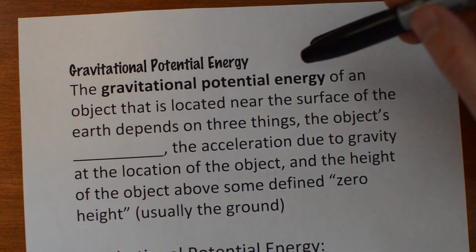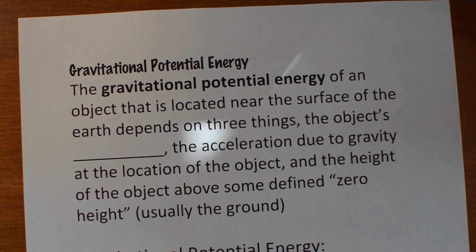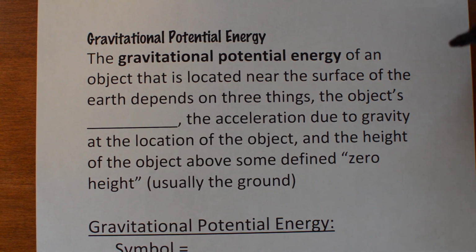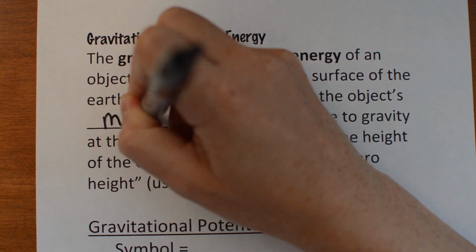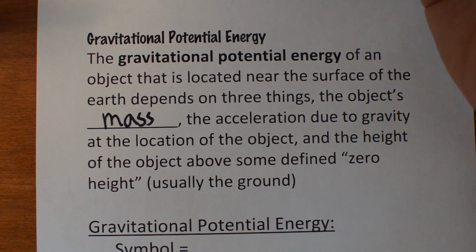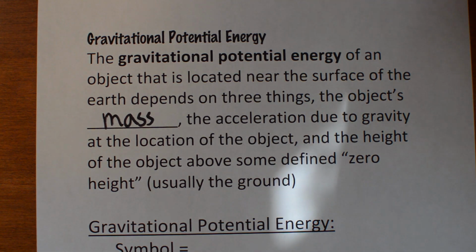You can talk about gravitational potential energy out in space, but we're going to focus just on objects near the surface of the Earth because that's where we spend most of our time. So the gravitational potential energy of an object near the Earth's surface depends on the object's mass. If you lift a large boulder above the ground, or you lift a small pebble above the ground, which would you be more nervous about dropping? The large boulder would make a bigger impact if it dropped. You'd be more worried about that one. And that's because it has more gravitational potential energy, because it has more mass.